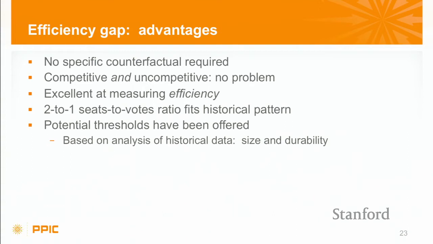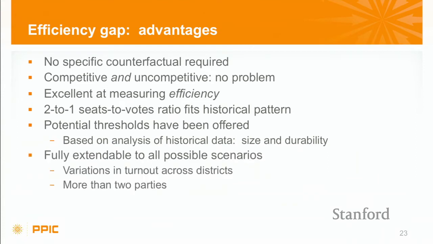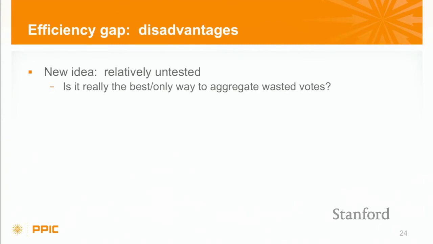And we have offered potential thresholds for deciding when is too much based on the size and durability of the efficiency gap for any particular plan. And the size part is based on the historical record, what has typically been seen in past elections. And I've done some work to extend the efficiency gap to scenarios like variations in turnout across districts and more than 2 parties. So it has a certain flexibility to it in that sense.